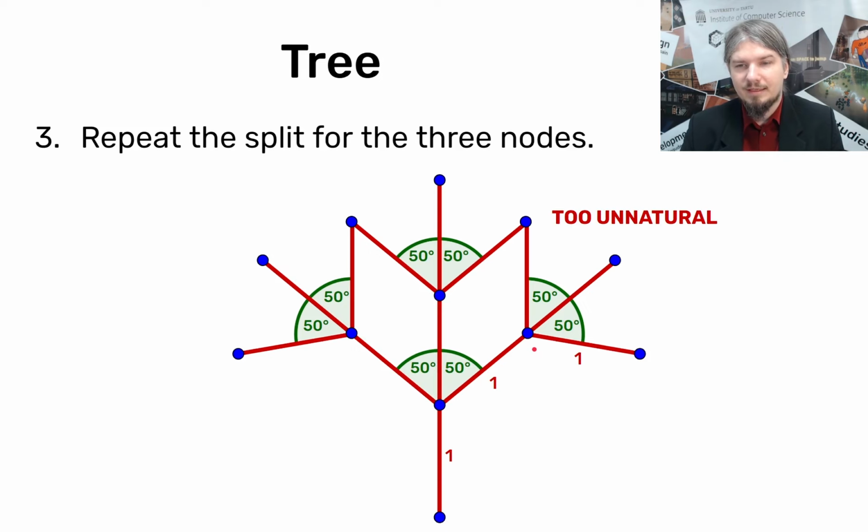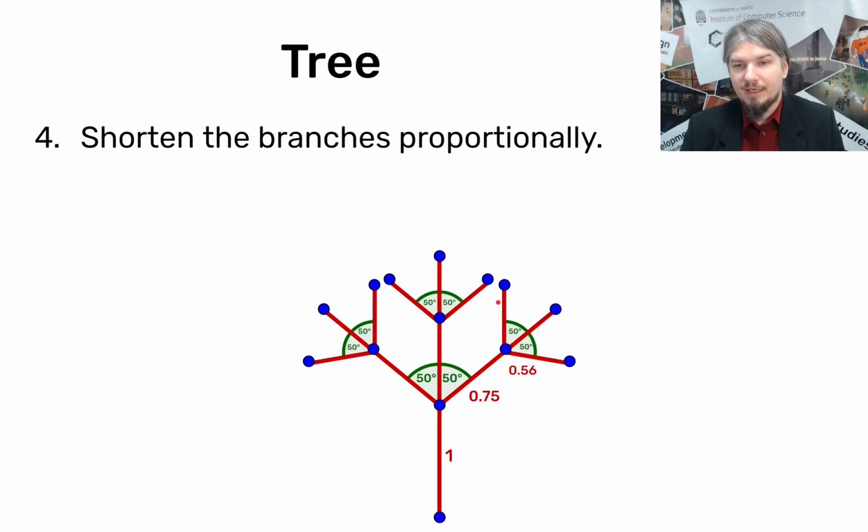When we do that, the resulting tree is kind of symmetric and kind of unnatural. So to make it more natural, we could shorten the branches. So each branch is going to be 75% of the length of the previous branch. This looks more natural because in the real world, the new branches that grow are also smaller than the parent branch because they have had less time to grow.